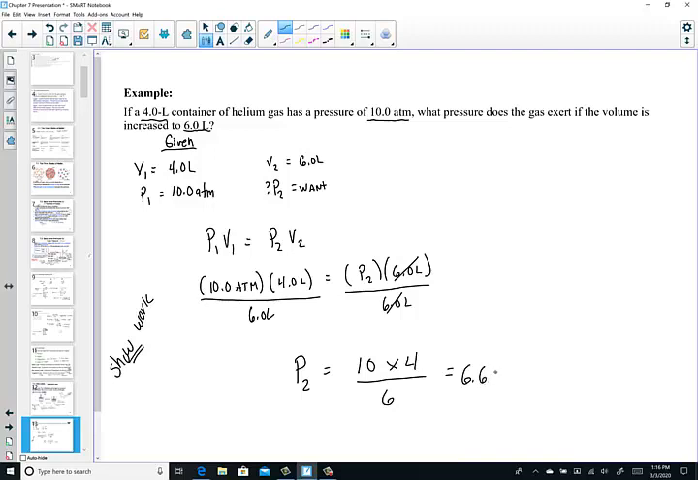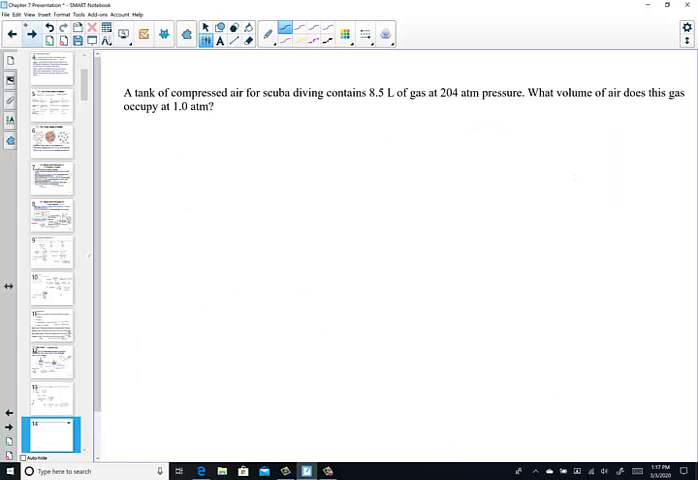How many sig figs? Oh, we're only allowed 2 sig figs in our answer, just based on the 4.0 and the 6.0. Those are 2 sig figs, so I'm going to just say 6.7. And the pressure unit, what we put in comes out, so that's 6.7 atmospheres. How'd you do? How about trying one on your own? Pause the video, work out a Boyle's law example, and come back when ready.